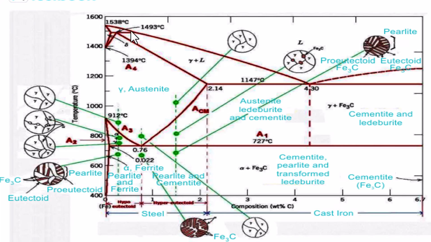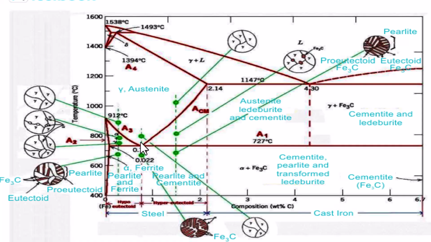So just to understand what the different points are and what the temperatures are, I can see this is 1538 or 39. This is 1493. This is 1394. This is 1147. This point is very important. This is 727 degrees Celsius. This is called the lower critical temperature line.